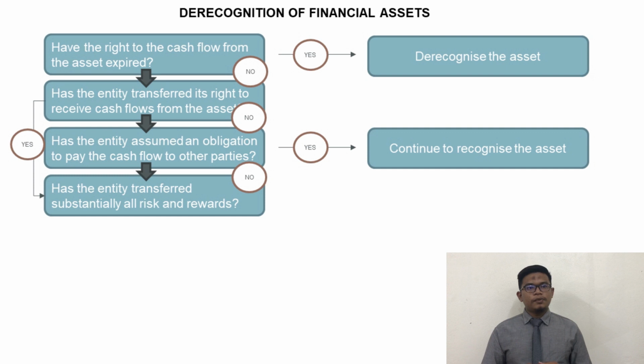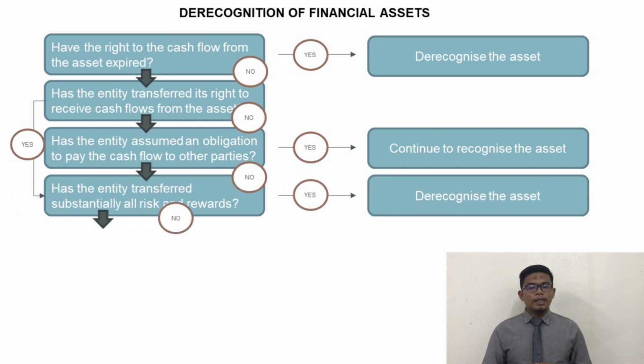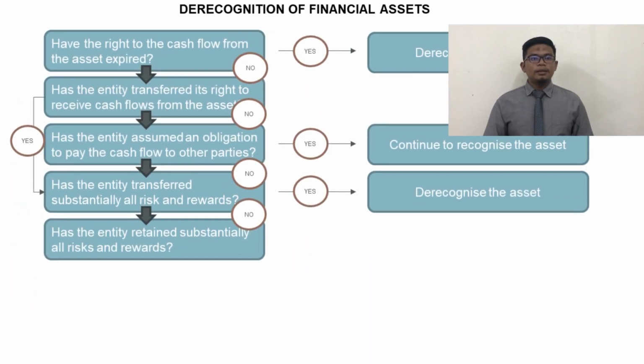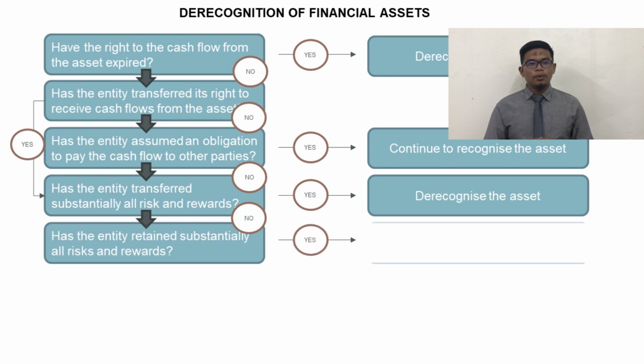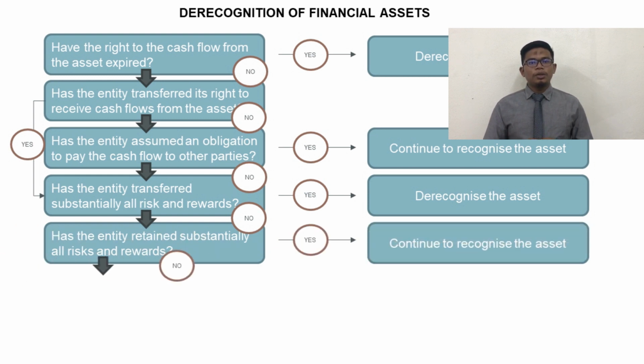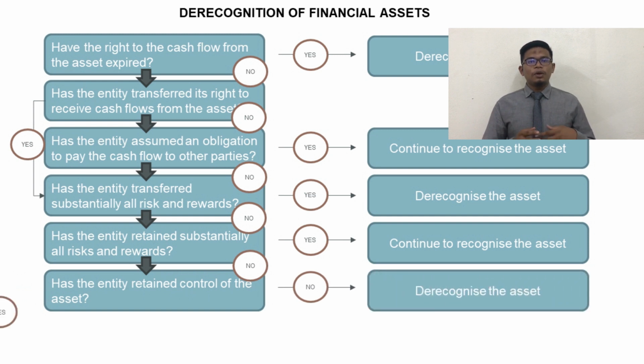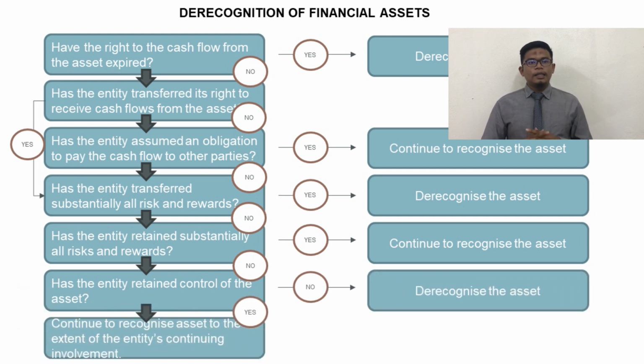Has the entity transferred substantially all risks and rewards? If yes, we recognize the asset. If no, we go to the fifth step. Has the entity retained substantially all risks and rewards? If yes, we continue to recognize the asset. If no, we go to the sixth step. Has the entity retained control of the asset? If no, we recognize the asset. If yes, we have to continue to recognize the asset to the extent of the entity's continuing involvement.